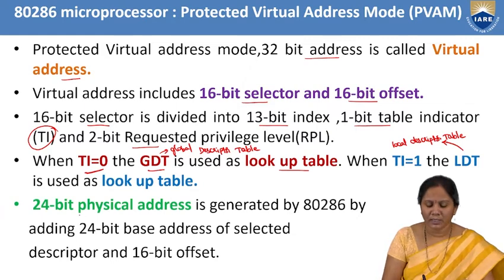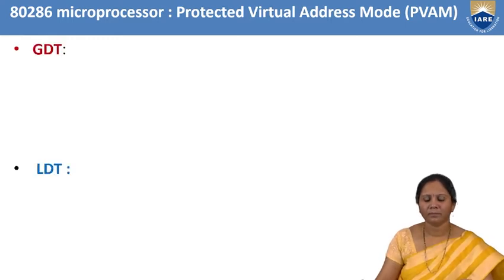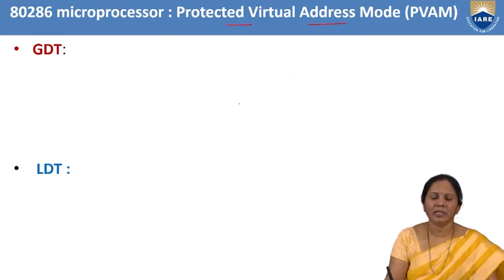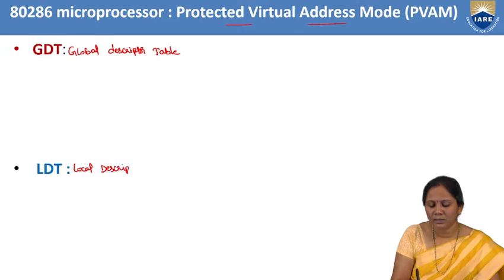Based on this, the 24-bit physical address will be generated by the 80286 microprocessor by taking the 24-bit base address and the 16-bit offset address. While calculating the physical address in the protected virtual address mode, based on the TI bit, that is TI equal to 0 or TI equal to 1, the global descriptor table or local descriptor table will be selected to generate the segment address. Here GDT stands for global descriptor table, and LDT stands for local descriptor table.